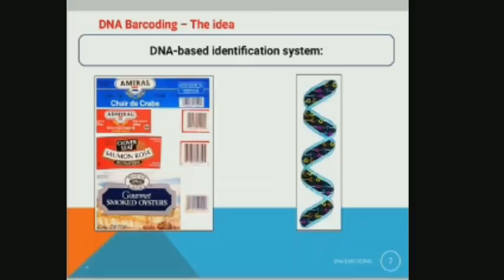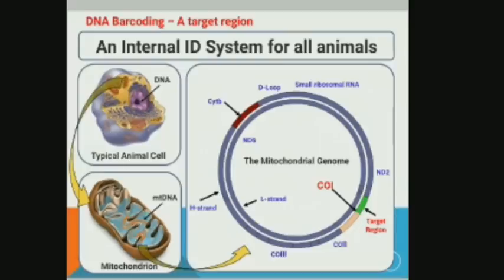This is the concept of DNA barcoding. When we go to a supermarket, we are used to having a product barcode for screening, and then we are able to get all the information related to the particular product. In a similar way, the four different nucleotides are arranged in different ways for different organisms. By studying that, we will be able to identify a particular species. So this is an internal ID system for all animals.